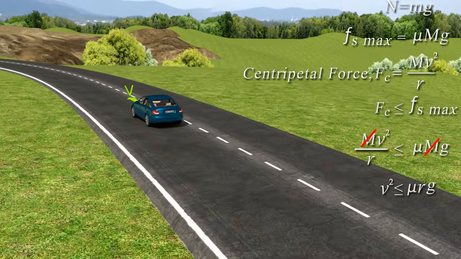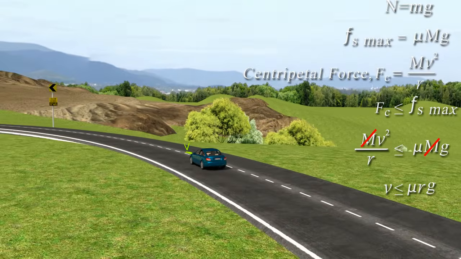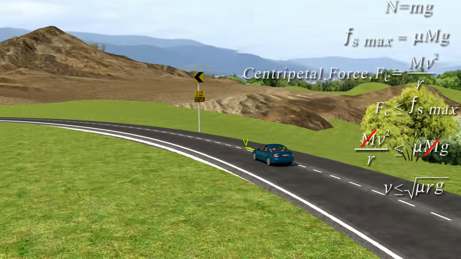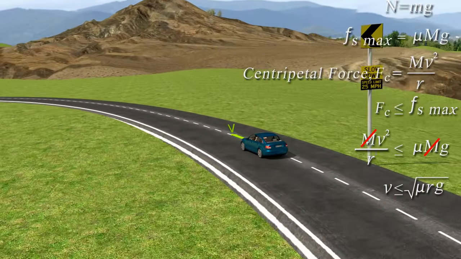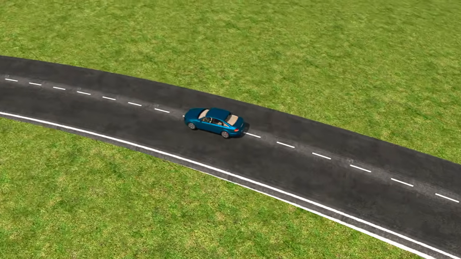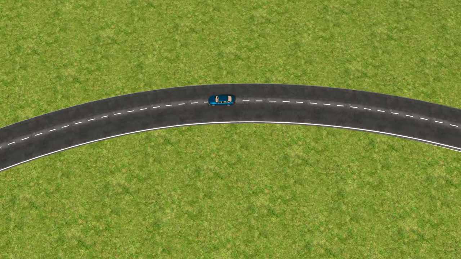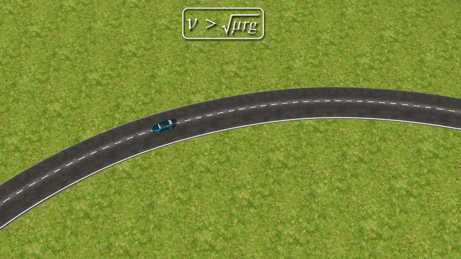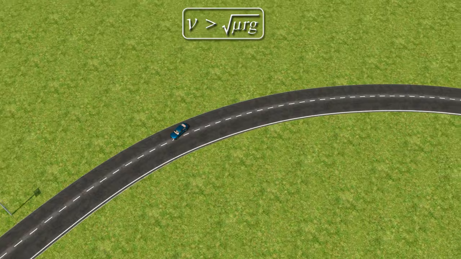In other words, v should be less than or equal to the limiting value, root over mu rg. If the car moves with a velocity greater than the limiting value, it skids away from the center.